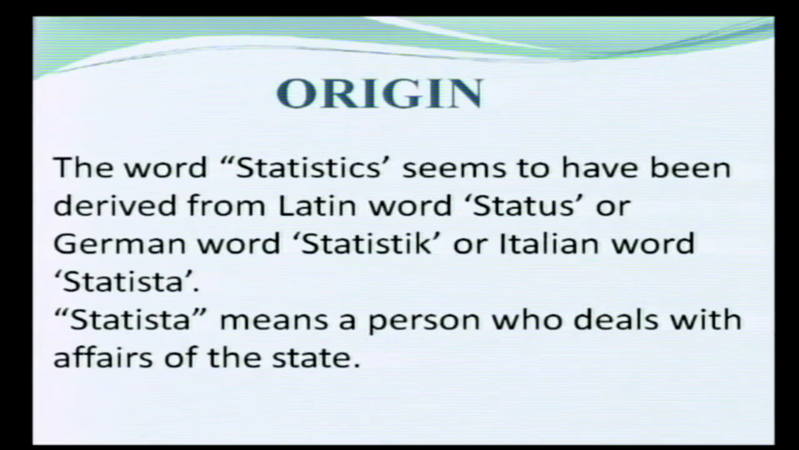If we talk about the origin of statistics as a subject, the word statistics seems to have been derived from the Latin word status, or the German word Statistik, or the Italian word statista, where statista means a person who deals with the affairs of state. In ancient times, governments or rulers always collected data on their people or residents in their states for their own purposes, for preparation of war, for the collection of emoluments and how they would collect money from them. So this was generally the dealing of affairs of state.